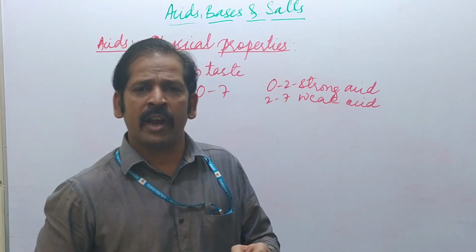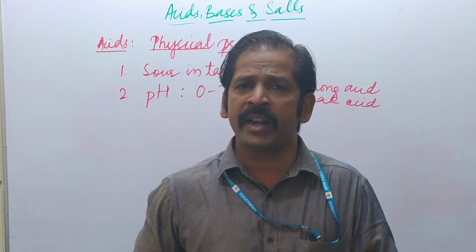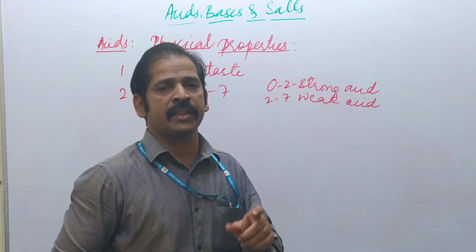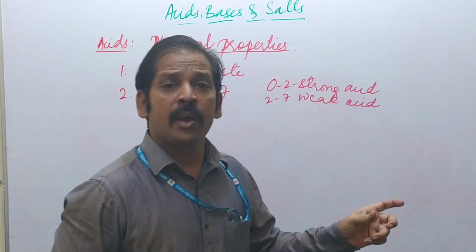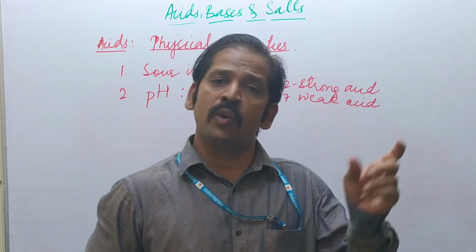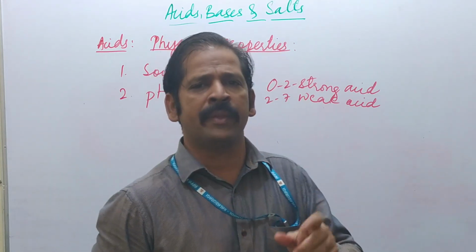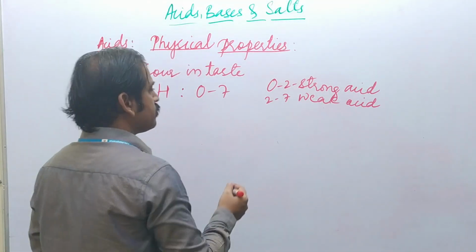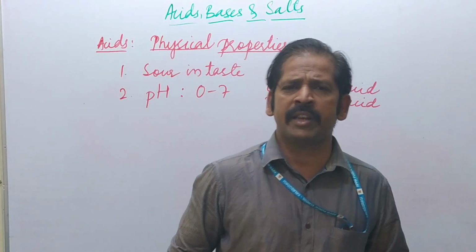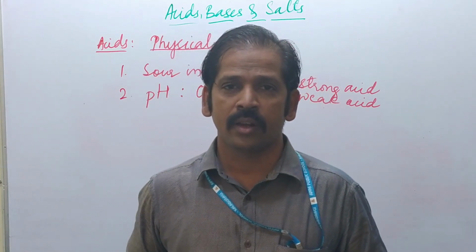Actually, HCl, hydrochloric acid, H2SO4, sulfuric acid, and HNO3, nitric acid, are considered as strong acids, and their pH value ranges from 0 to 2. The remaining acids range from 2 to 7. And out of these three, hydrochloric acid, sulfuric acid and nitric acid, which is stronger?